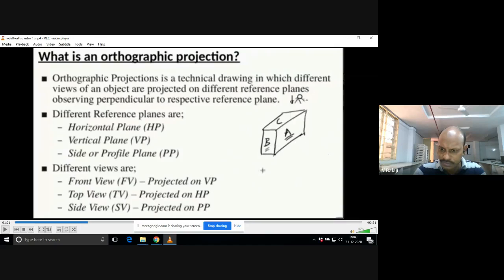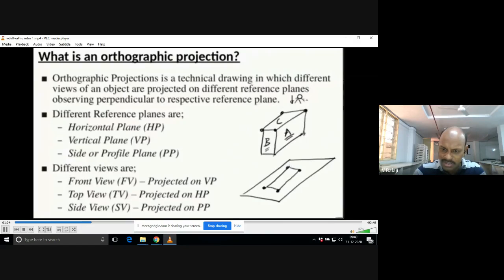Is it clear? Can we draw? Assume this is a horizontal plane. On that you need to draw one rectangular box, because the C face is in the shape of a rectangle. A rectangle has four corner points, right? So this is the top view.